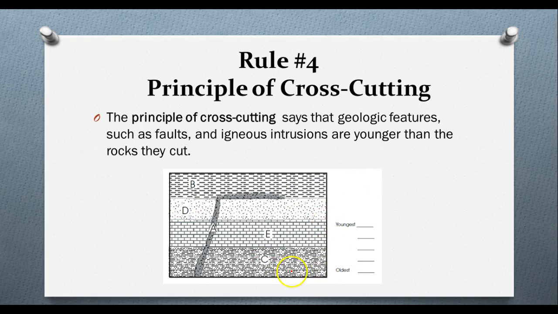So here, our principle of superposition says that layer C is going to be the oldest because it's on the bottom, and then we're going to have E deposited, and then D, and then B. That's hard to do. And then our last one is going to be A, because this is an igneous intrusion. This is magma that has come up through the layers and then spread out here. But it's affected all four of these layers. And so our principle of cross-cutting says the cross-cutting feature is younger than any layers that it affects. So A is going to be our youngest layer.